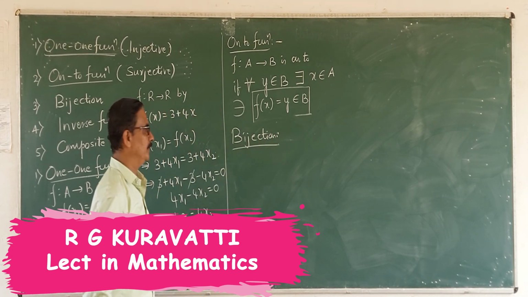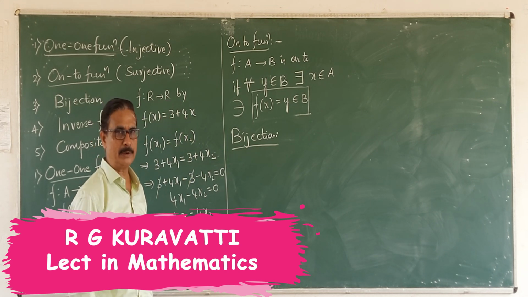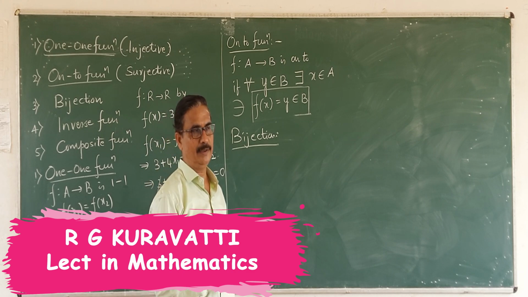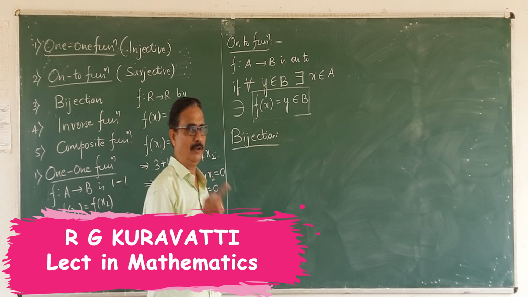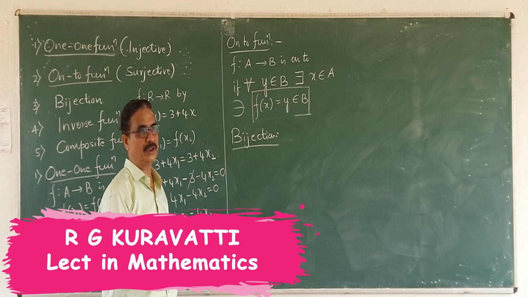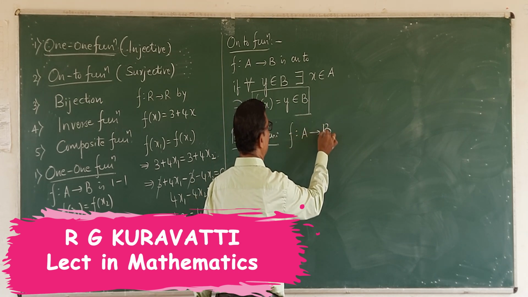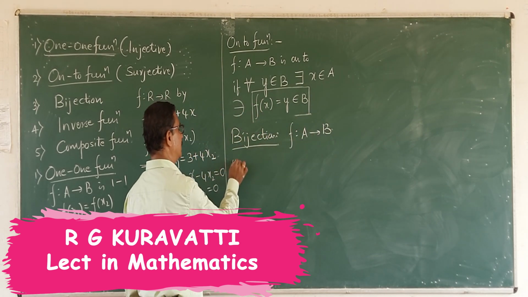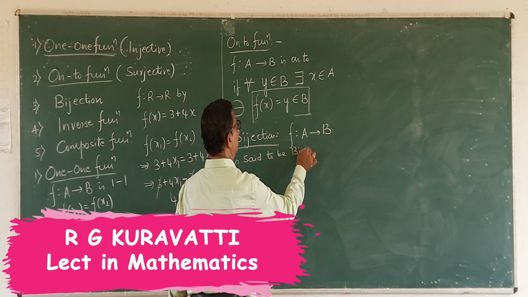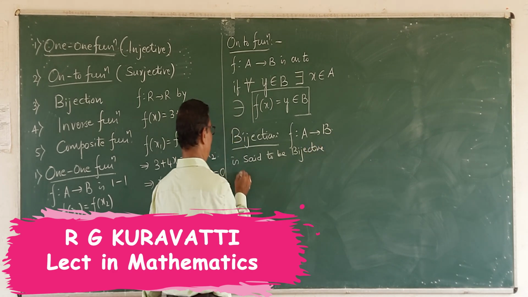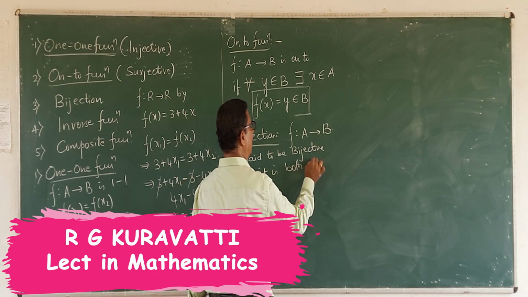Remember, it is a very simple definition. That question was asked in a previous year, a 1 mark question in your question paper, Part A, first question, in 2019 or 2018. Define bijective function. A function f from A to B is said to be bijective if and only if it is both 1-1 and onto.